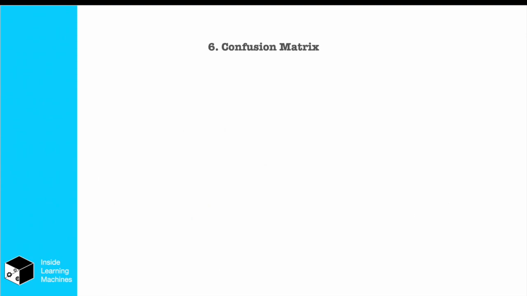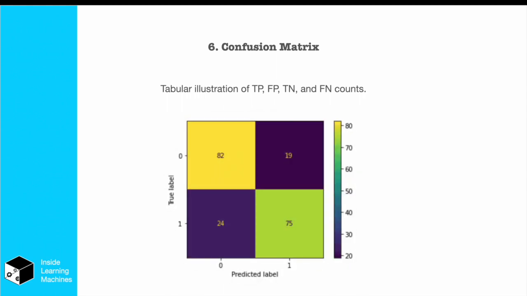Now, the sixth and final method I'll cover here is the confusion matrix. And this is just a tabular illustration of the true positive, true negative, and false negative counts. So we can take a look at an example here, again for the binary case. And what we see here is a box that's divided up into 4 quadrants. We have on the horizontal axis the predicted label from the classifier. The vertical axis has the true labels of our data. And what we want to see here is all our data samples falling into the diagonal of this plot.